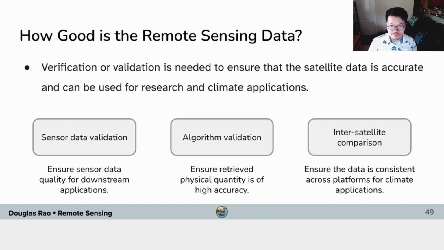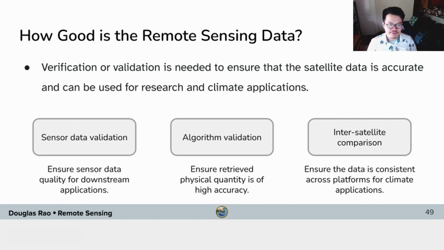Once the sensor data is validated, we will need to evaluate the algorithms used to retrieve those physical parameters, such as temperature or precipitation, as well as the vegetation dynamics that we have used in the past tutorials. This is trying to make sure the retrieval is of high accuracy for climate applications.